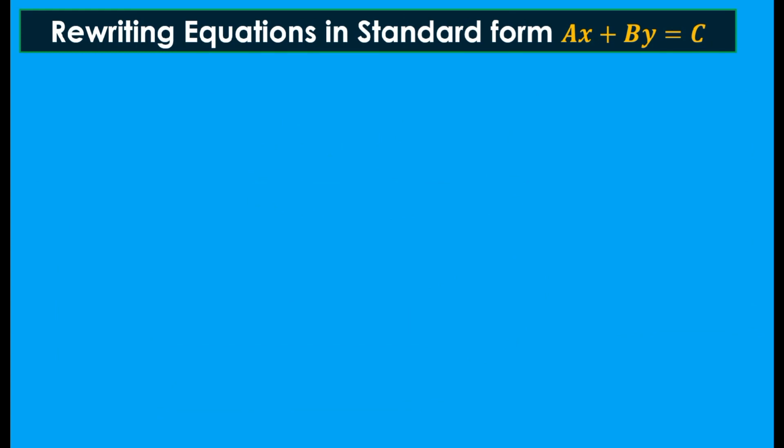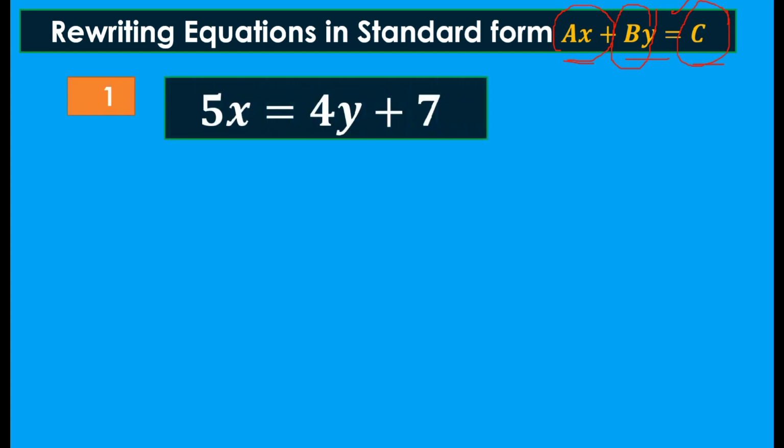Okay, how do you write equations in standard form? What if the equation is not written in standard form and we are going to write it in standard form? Remember, your standard form is ax plus by is equal to c. So your ax comes first before your by, and after your by is the equal sign, and you have your constant number. Let's have number 1.